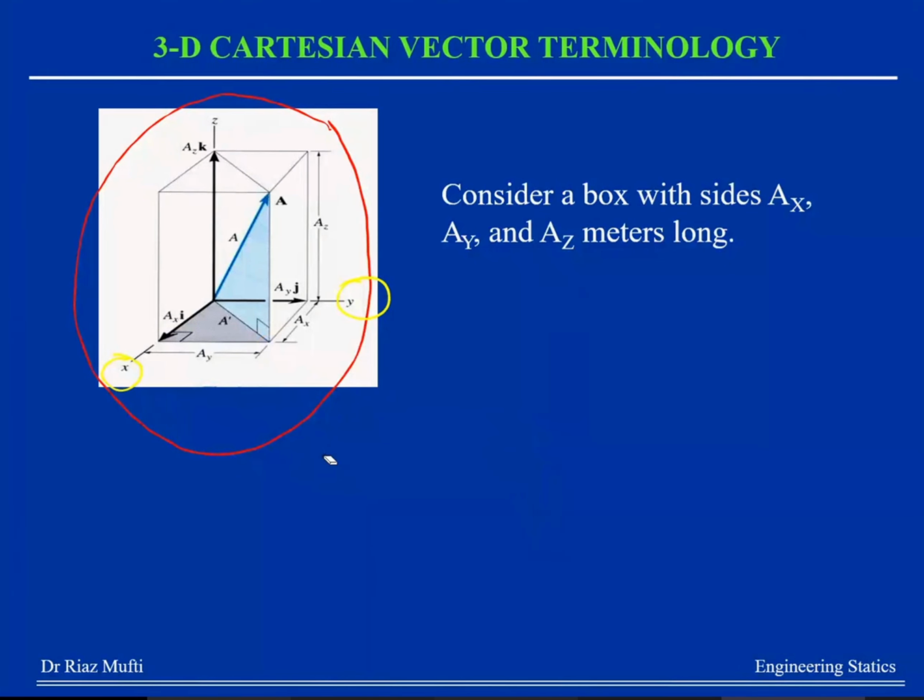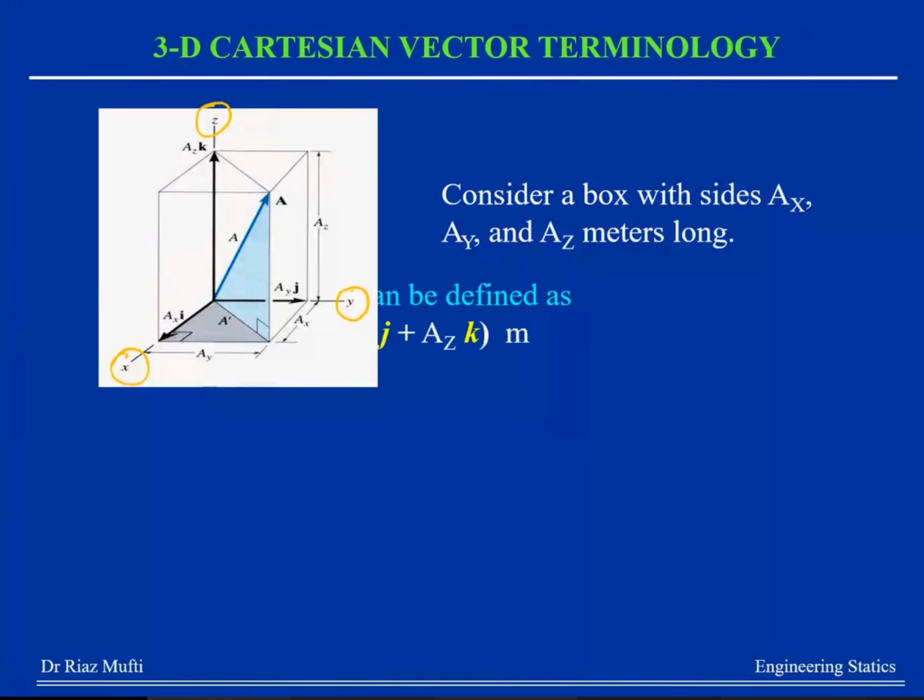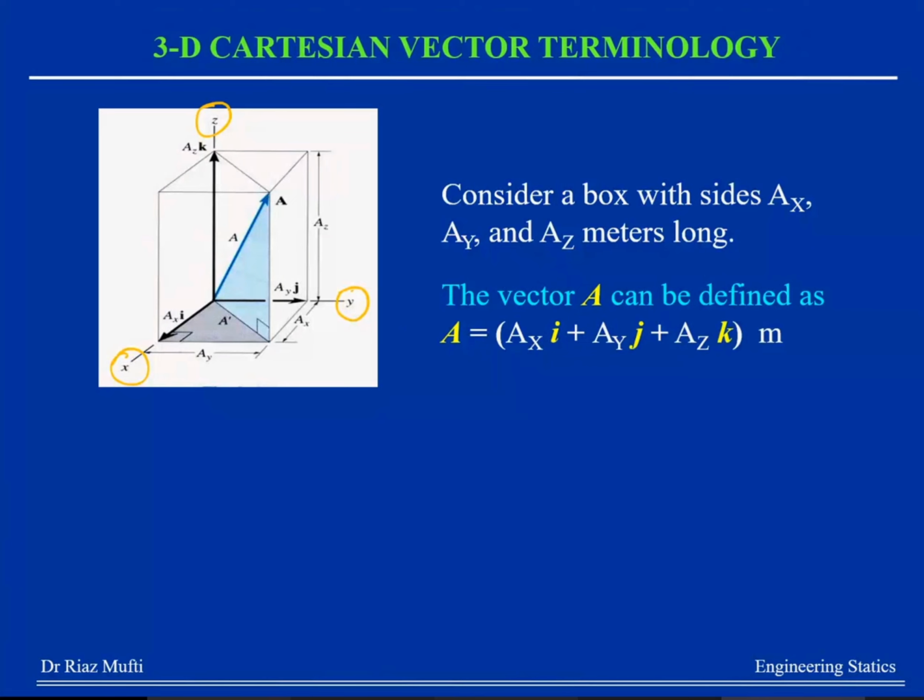Yes, much better. Okay, so we've got our three axes given, x, y, and z. They are my three axes. Previously, I had two axes. Now I've got three axes. So you consider a box. You've got your three axes, and there's a vector A in it. As your vector A is in space, it means it's three-dimensional.